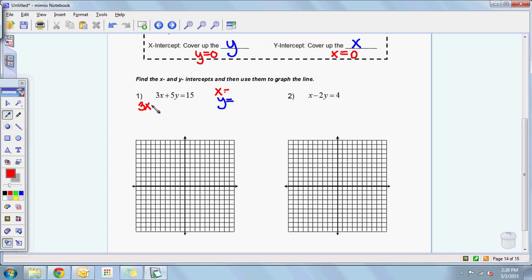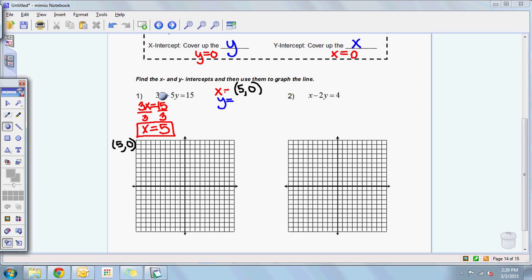3x equals 15. To solve for x is just a one-step equation. So you're going to divide both sides by 3. So x is equal to 5. Okay? And then we could write that as an ordered pair. X is 5 and y is 0. That's why we could cover it up, right? So there's our x-intercept: 5, 0.